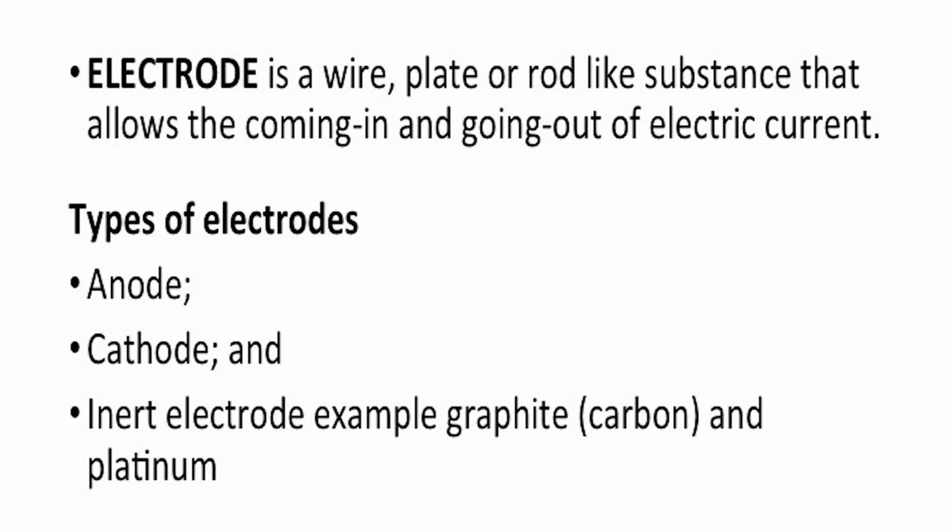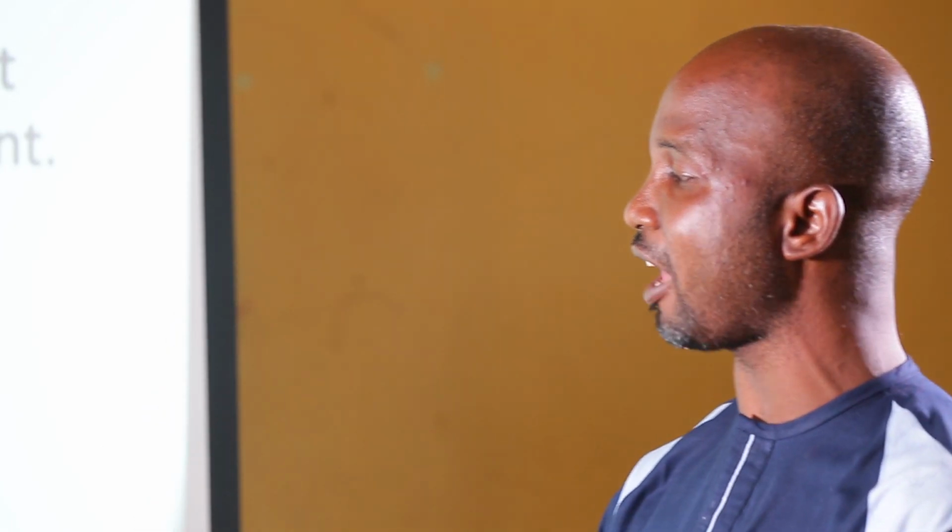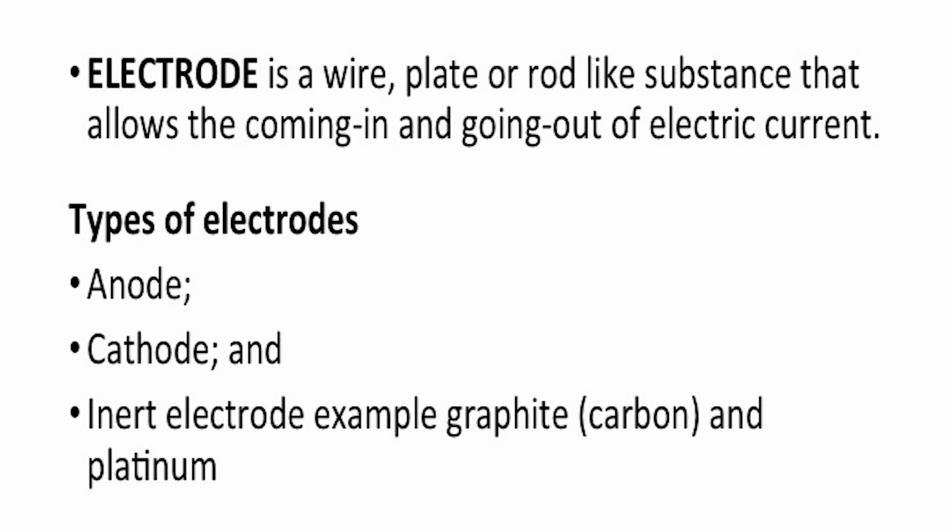It is inactive or does not participate during electrolysis. And that's why it is called an inert electrode. Most common among them is graphite, which is carbon, and of course platinum. They are often used as electrodes during electrolysis.